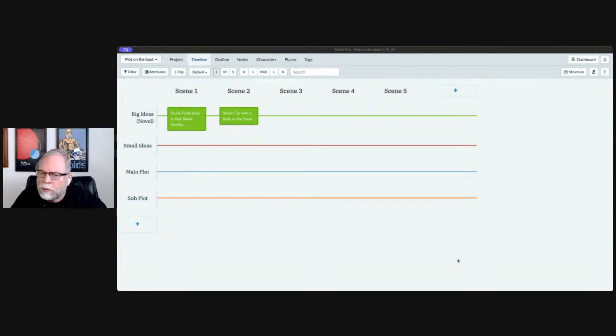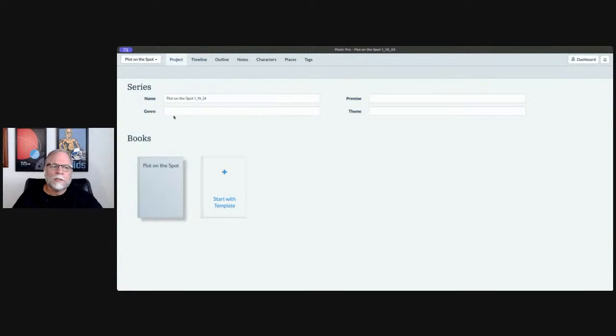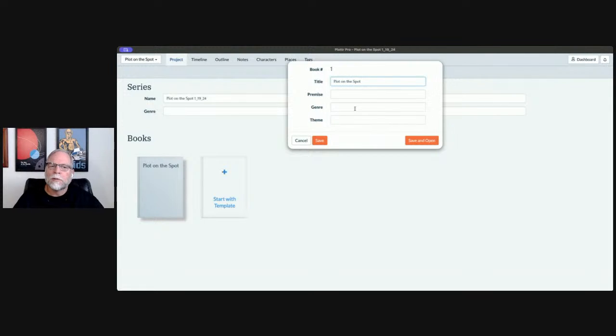Mystery thriller, thriller graphic novel. Thriller graphic novel would be really interesting as well, although the plotting would be much the same for a graphic novel. Okay, thriller seems to be getting lots of votes. Okay, so let's go ahead and open this, and we're going to open our plot on the spot. We're going to rename this because we're going to talk about what genre this is going to be.